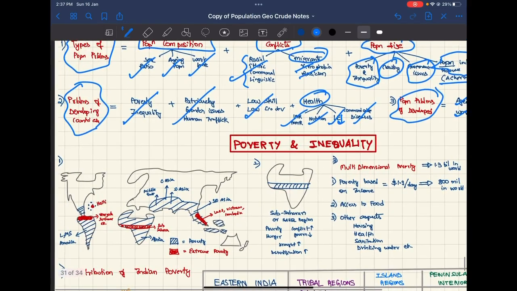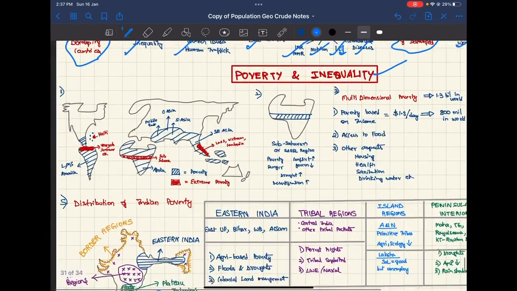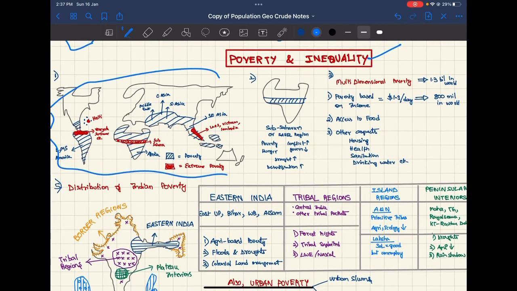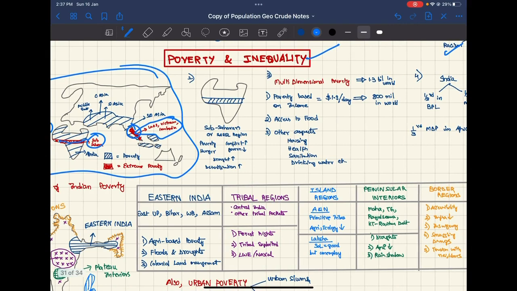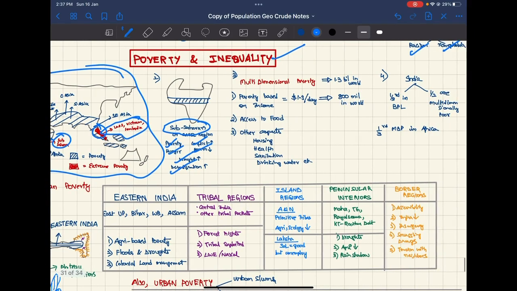Coming to poverty and inequality, this is the poverty map of the world. The blue areas are the poor regions, and red regions are extremely poor. We can see Sub-Saharan Africa, Venezuela, Suriname, Colombia, etc., Haiti, Laos, Vietnam, Cambodia. And in the sub-Saharan region, we have poverty and hunger, conflict and governance issues. We have droughts and desertification, multidimensional poverty.